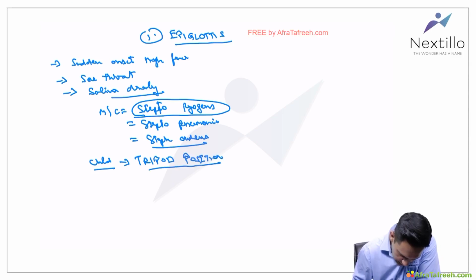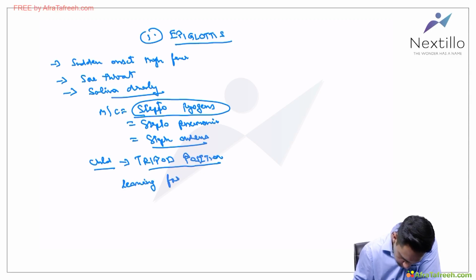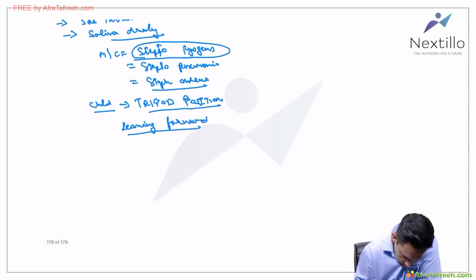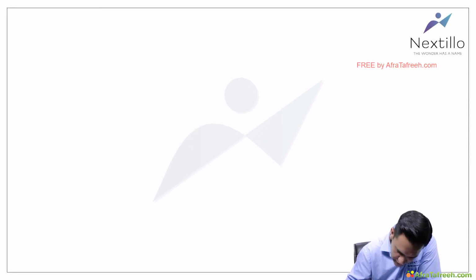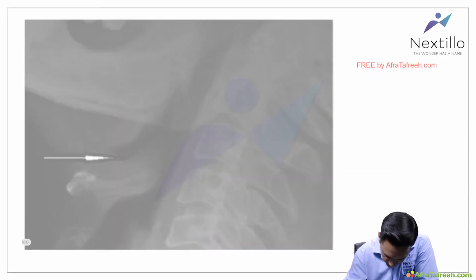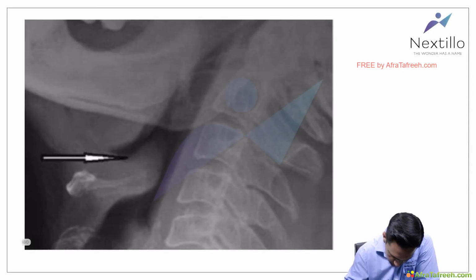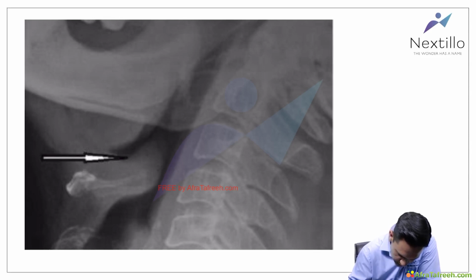The child sits in a tripod position, that is, leaning forward. On an X-ray, let's see an X-ray. Here we can see the thumb sign is present. This is a thumb sign.